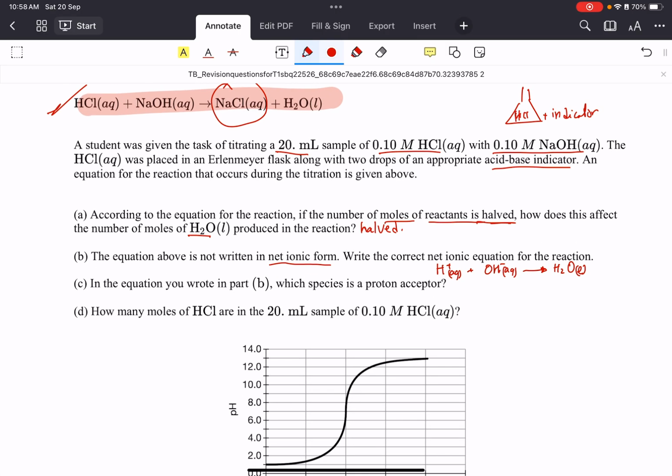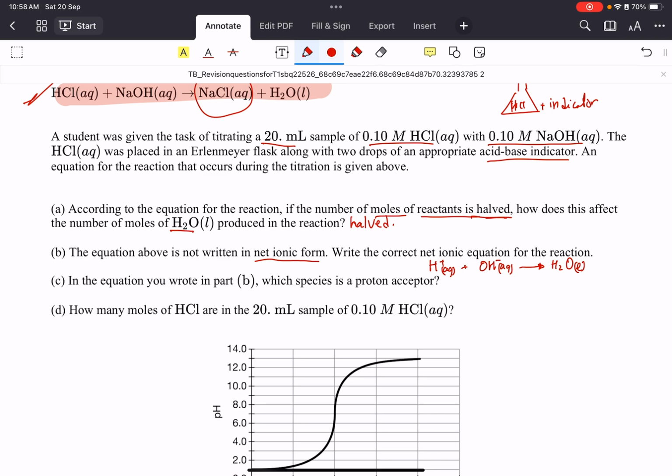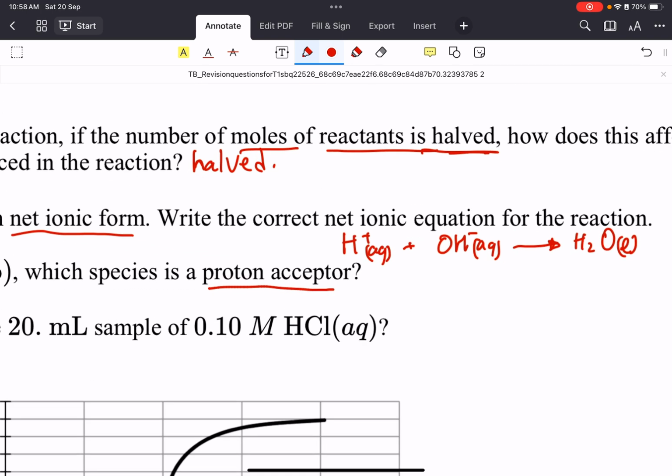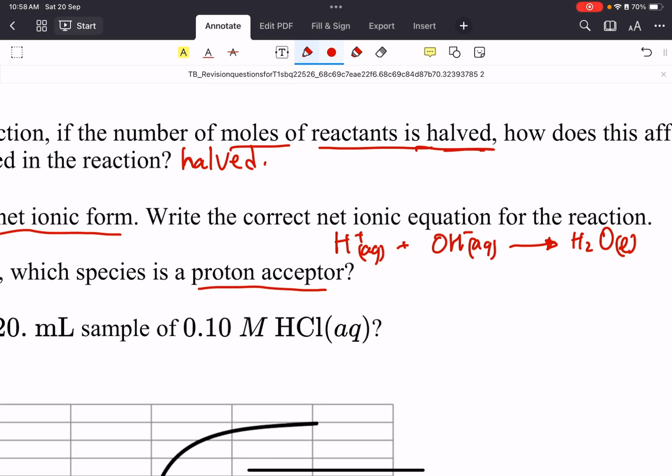In the equation you wrote in part B, which species is a proton acceptor? In other words, they are asking you which one is the base. A proton acceptor is a Brønsted-Lowry base. So the proton acceptor over here is the OH- species.